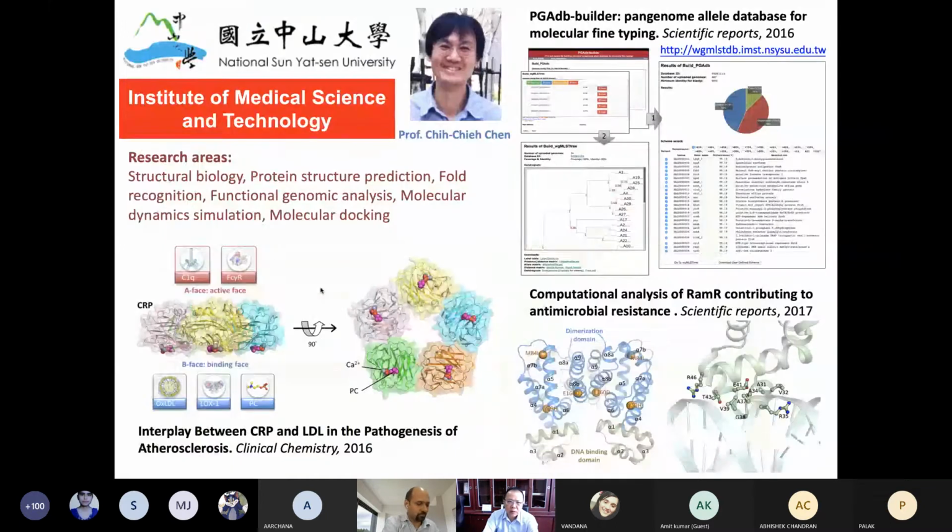And Professor Chen, his background is from information, like bioinformatics. So right now he is doing molecular dynamics simulation, especially for drug screening. So he can do drug screening for specific proteins, and then you can apply it to precision medicine.